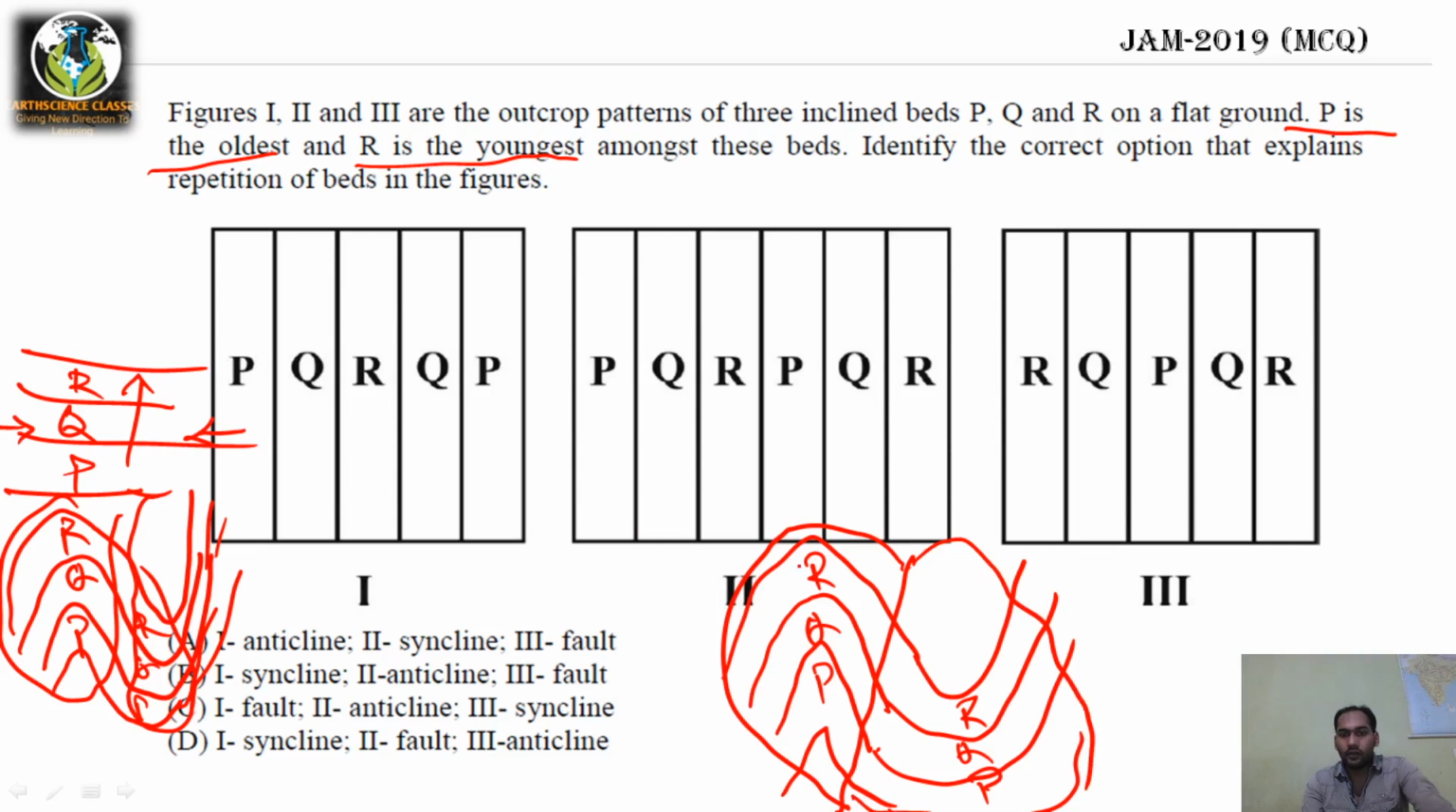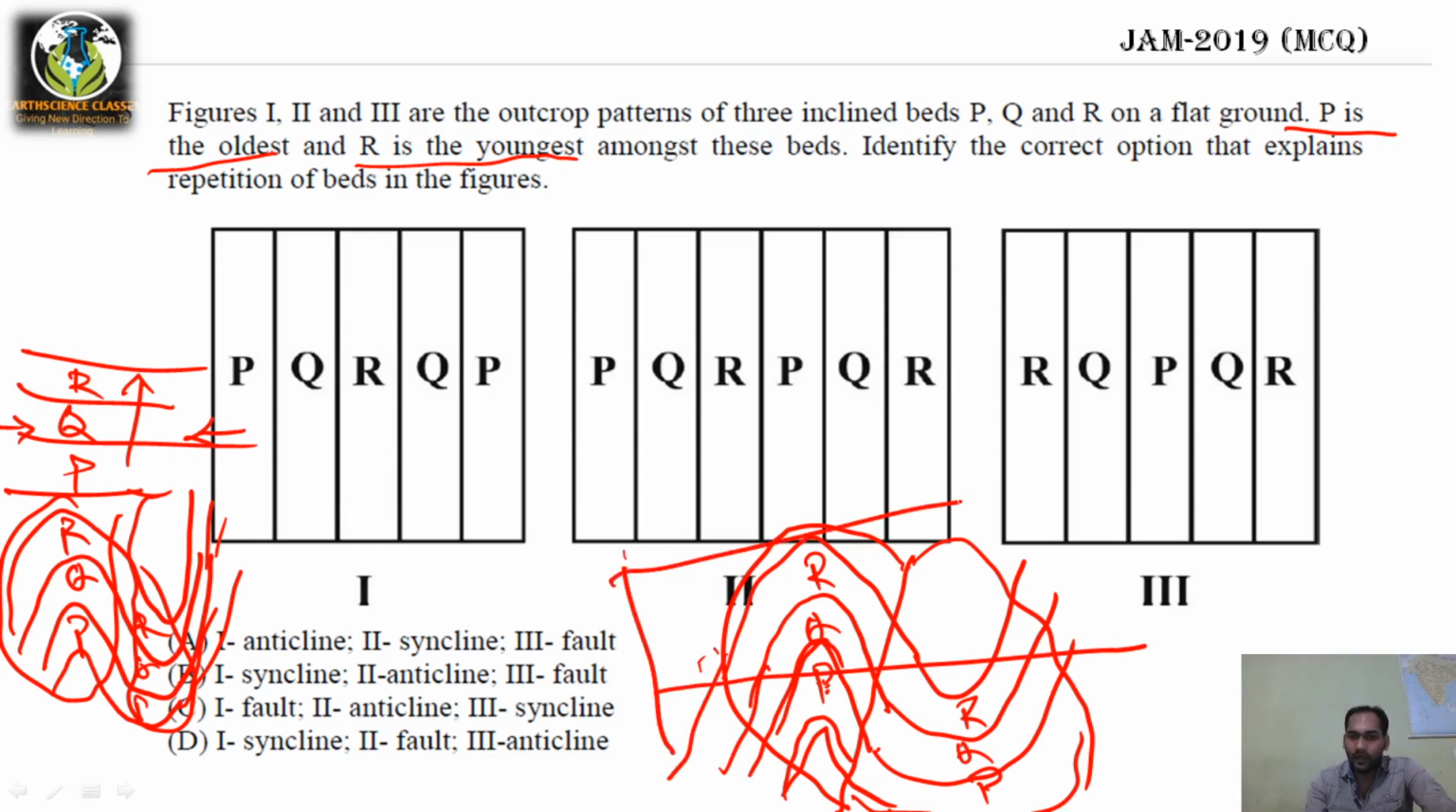Okay, so here you can see P is at the core region. P is at the core means what? P is at the center, and Q and R are on the sides. Suppose I pass a plane like this. Again, what view are you now viewing in this diagram, in what I have done here?